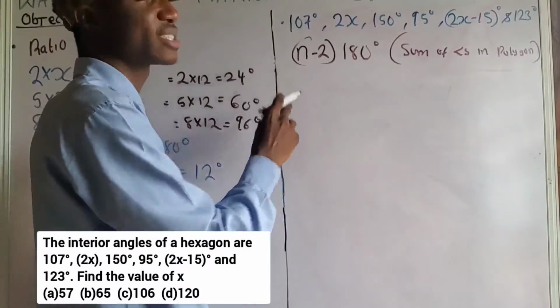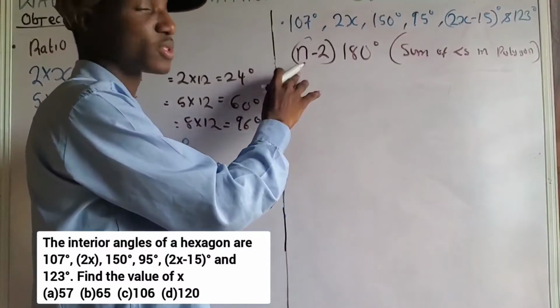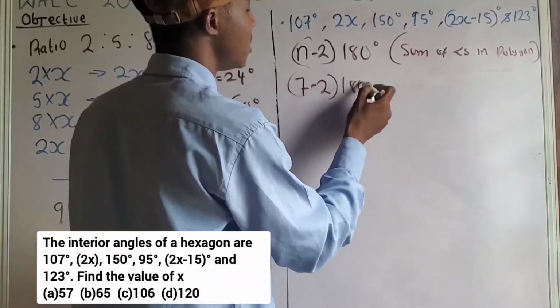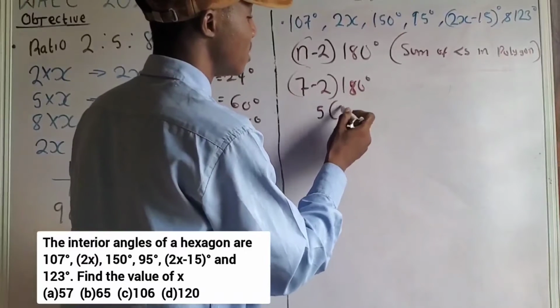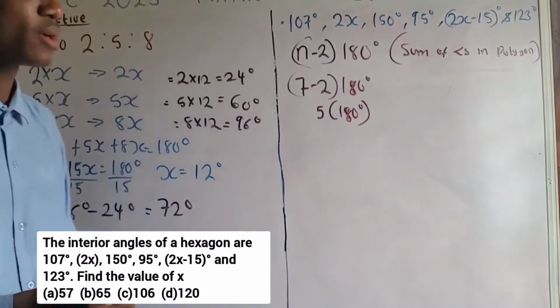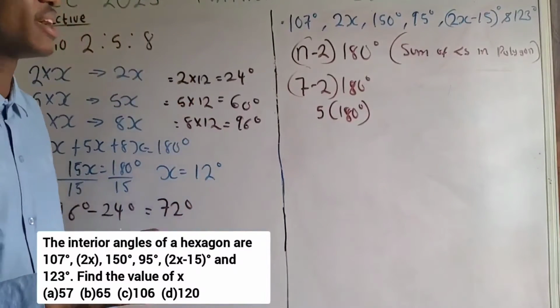Now, because a hexagon is a polygon that has 7 sides and 7 angles, n is the number of sides. So I'm going to have 7 minus 2 multiplied by 180 degrees. Do you understand? Okay, so for this, I'm going to have 5 times 180 degrees. You see, I cannot determine the value of x without knowing the sum of angles in the hexagon.